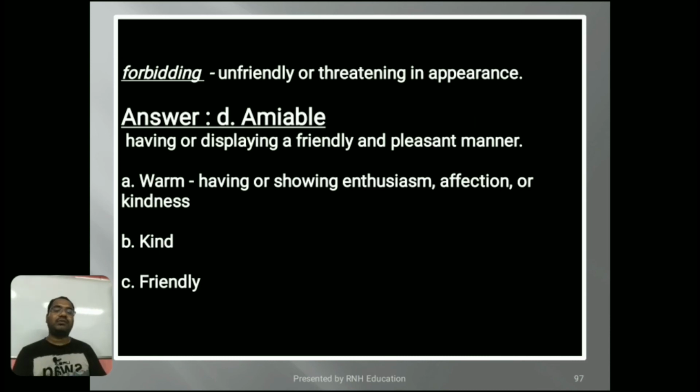And take the other three options. Option A was warm, that means having or showing enthusiasm, affection, or kindness. Option B was kind. You all know the word. This is a very common word. And option C is friendly. You know this word. Okay. Now going to the next one.